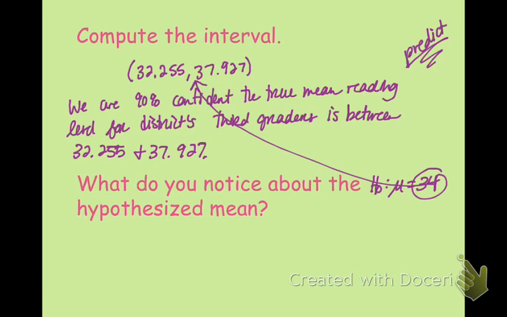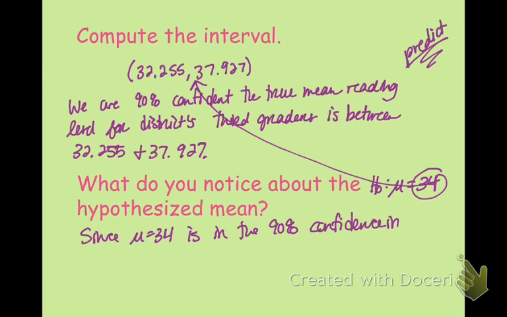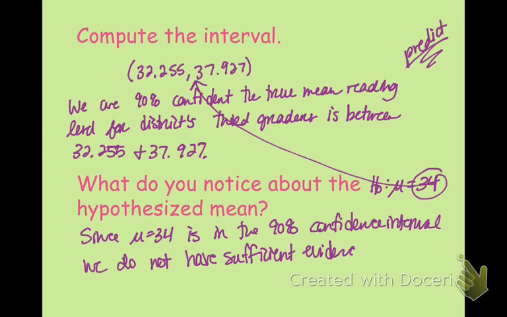That means because the mean of 34 is in our interval, we have no evidence to reject the null. So since the mean value of 34 is in the 90% confidence interval, we do not have sufficient evidence to reject the null. So we fail to reject.